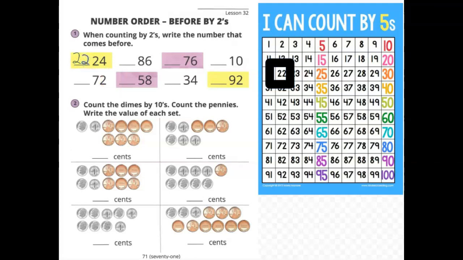Okay. All right, now our next window is going to be 86. So I go down to the 80s. Here's the 80s, and I go over to the 86. And it says we're counting by twos, right? So we're going to go backwards 2 because it's the number that comes before. So that tells us to go backwards. 1, 2. So we're at 84.